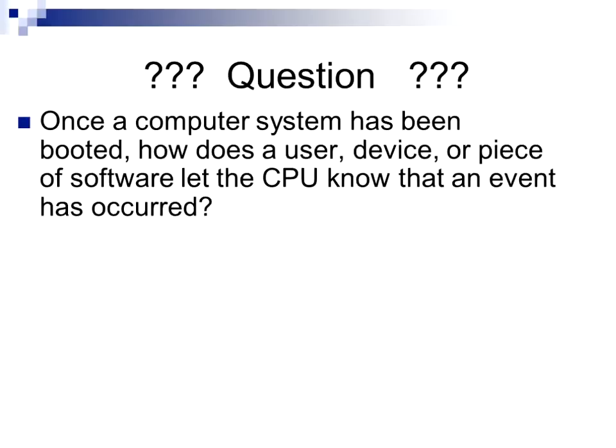So your book talks a little bit about computer systems and how they're booted. There's a bootstrap program on the EEPROM, and that loads the operating system and so forth. Once you're there, once you're sitting at the user interface, how does a user or a device or a piece of software let the CPU know that an event has occurred? Okay, the CPU pretty much, once it's booted, it sits there and waits for something to happen. How do you let the CPU know something has happened on the computer system?